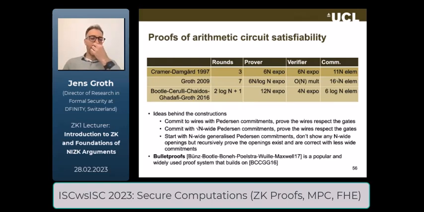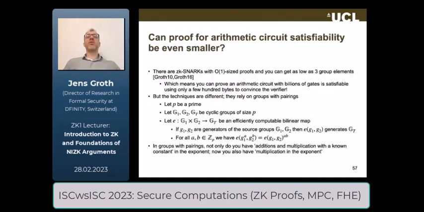Okay, so let me just wrap up here. You could ask the question, can it be even smaller than logarithmic? And the answer to that is yes, you can do something called pairing-based SNARKs, where you can get as low as 3 group elements to prove something. So non-interactive proofs that work with just 3 group elements, regardless of the size.